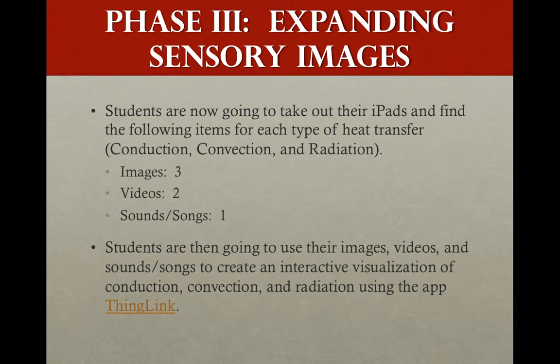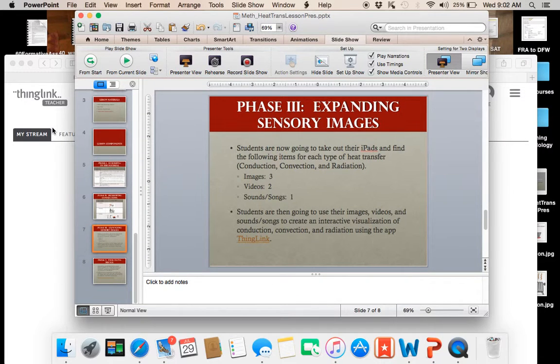Phase 3, expanding sensory images. The students are now going to take out their iPads and find the following items for each type of heat transfer. So they're going to find 3 images, 2 videos, and 1 sound clip or song for each type of heat transfer. They are then going to use their images, videos, and sounds or song clips to create an interactive visualization of conduction, convection, and radiation using the app ThingLink.